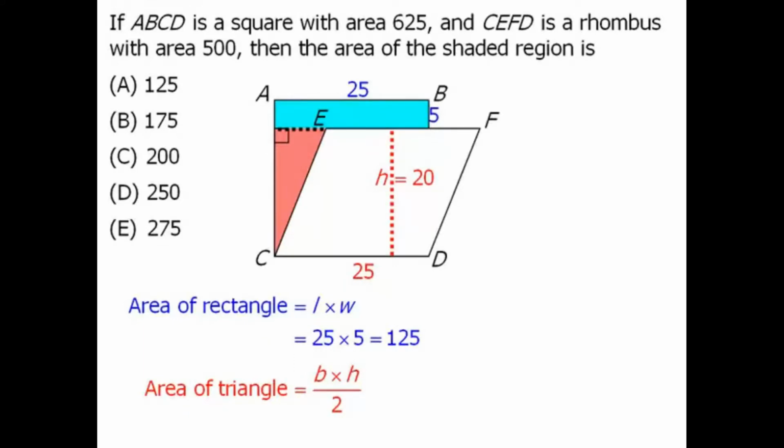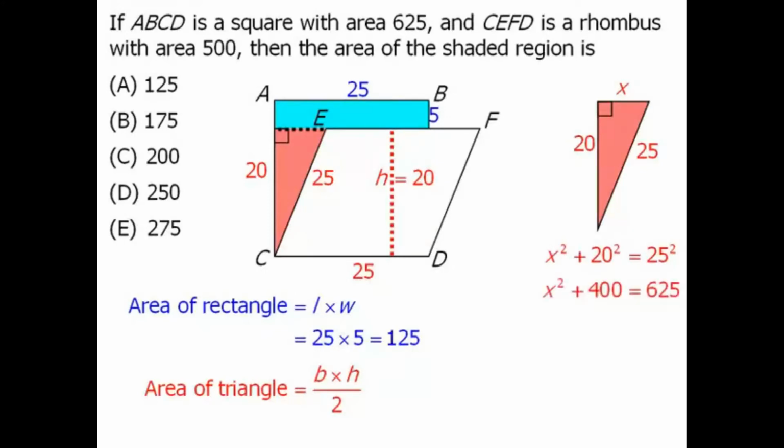Since the height of our rhombus is 20, we know that this side of our triangle must have length 20. Also, since all 4 sides of a rhombus have equal length, we know that this part of our triangle has length 25. At this point, I'd like to take this triangle and move it over to the side here, and we'll label our missing side x. From the Pythagorean Theorem, we know that x squared plus 20 squared must equal 25 squared. We can simplify this equation, and now we can subtract 400 from both sides of the equation. From here, we can see that x must equal 15.